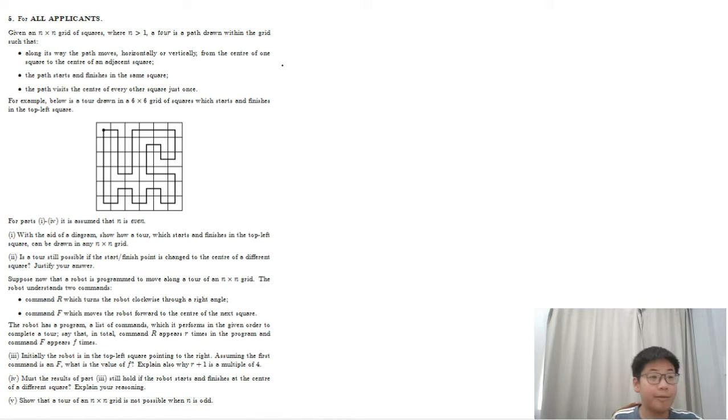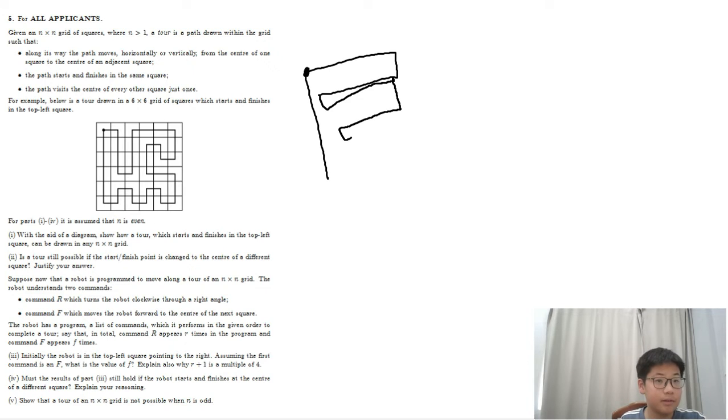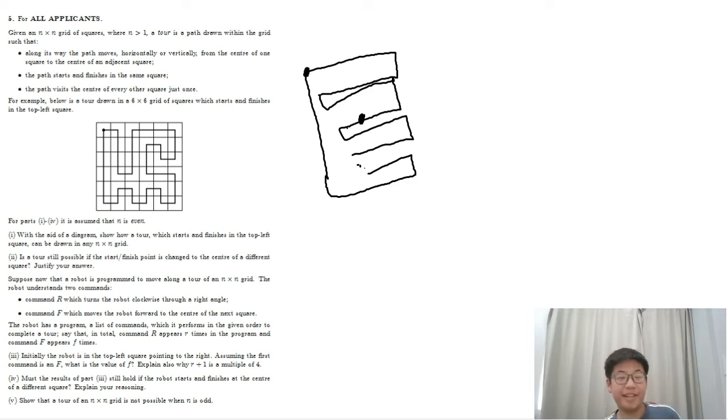With the diagram, show how a tour can be drawn in the n by n grid where n is even. We can draw it like this. And then there's only one here, so you could draw it this way. And then we draw here and then up here. Is a tour still possible if the start/finish point is changed to the center of a different square? Yes. Say the tour starts here. We can still have the same tour.